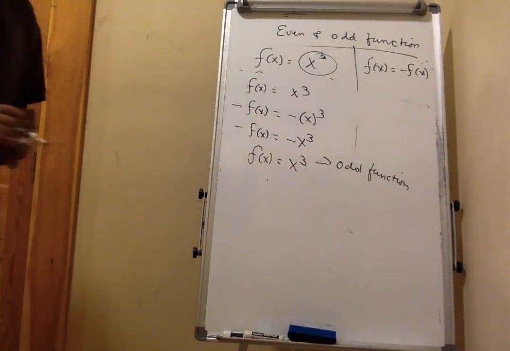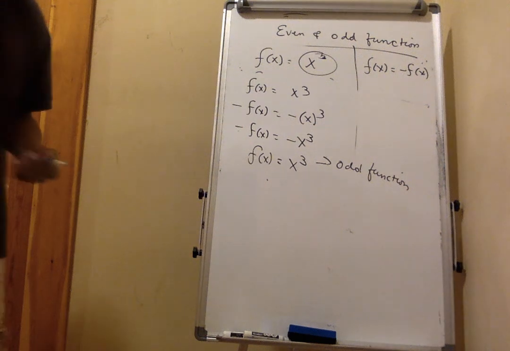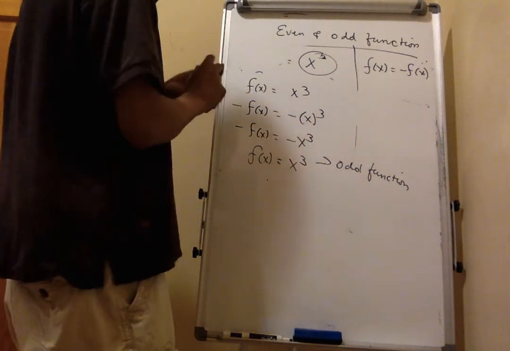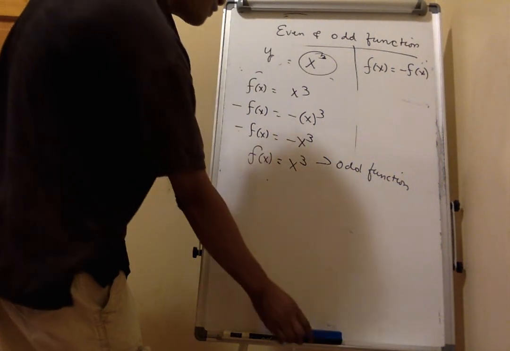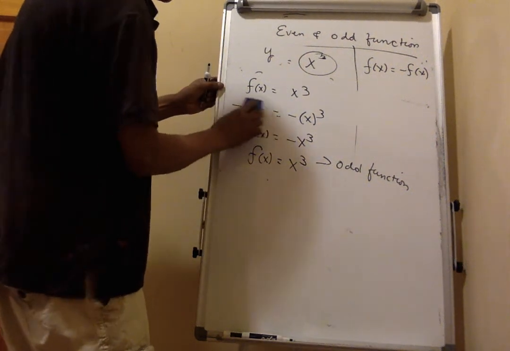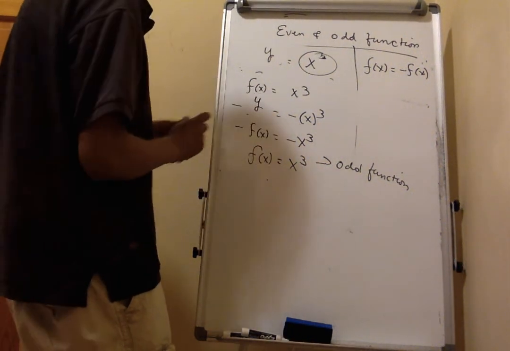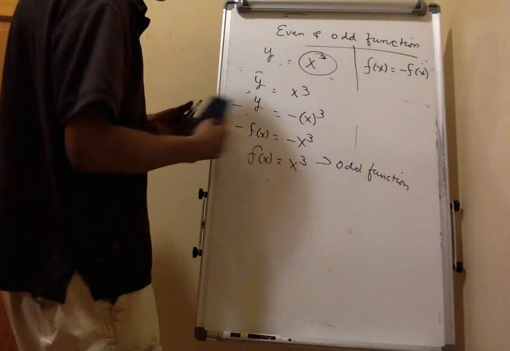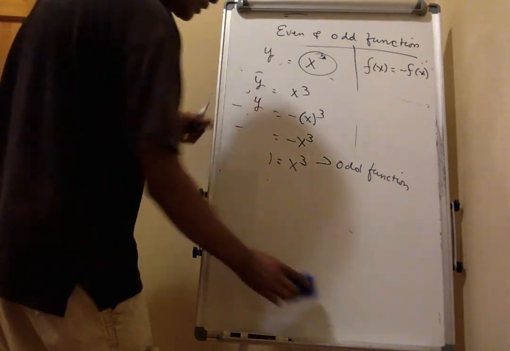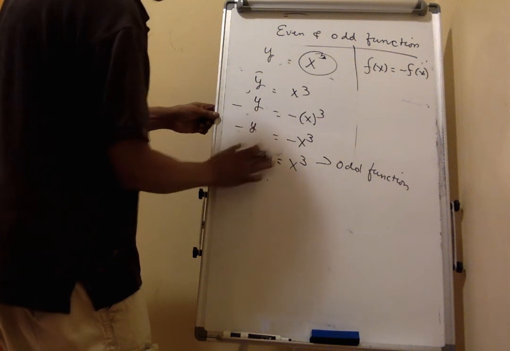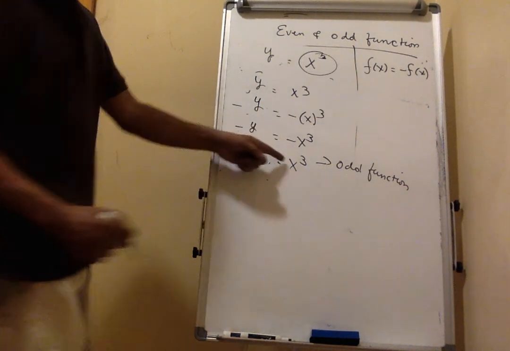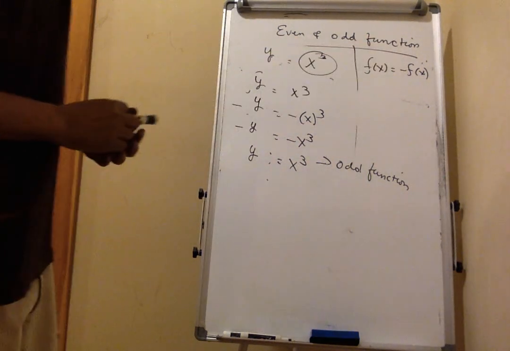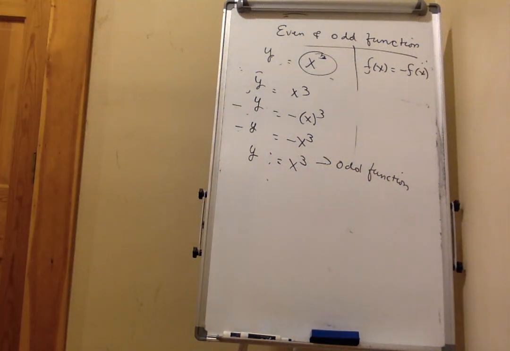In fact, let me change this so that I don't confuse you. Change this to y is equal to x cubed. So you can do negative y is equal to negative x cubed. It means the same thing, but some people get confused. So negative y is equal to negative x cubed, so y is equal to x cubed. So you end up with the same equation if you apply f of x is equal to negative f of x, and that's what makes it an odd function.